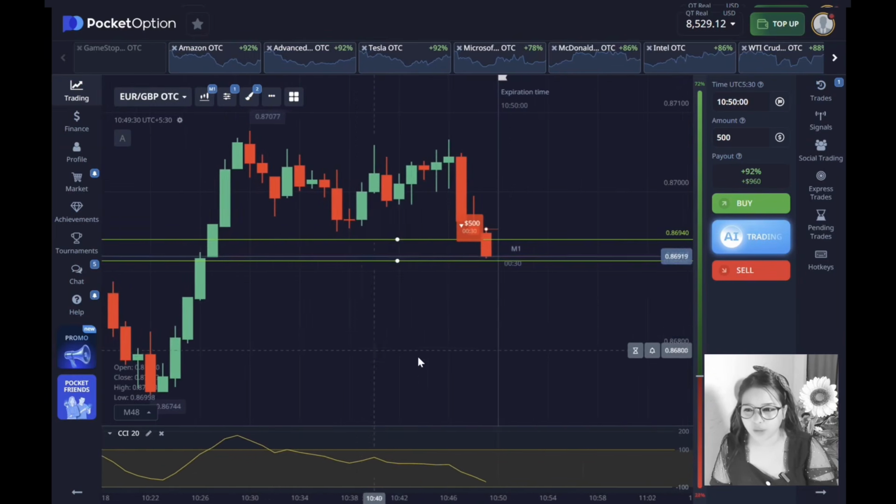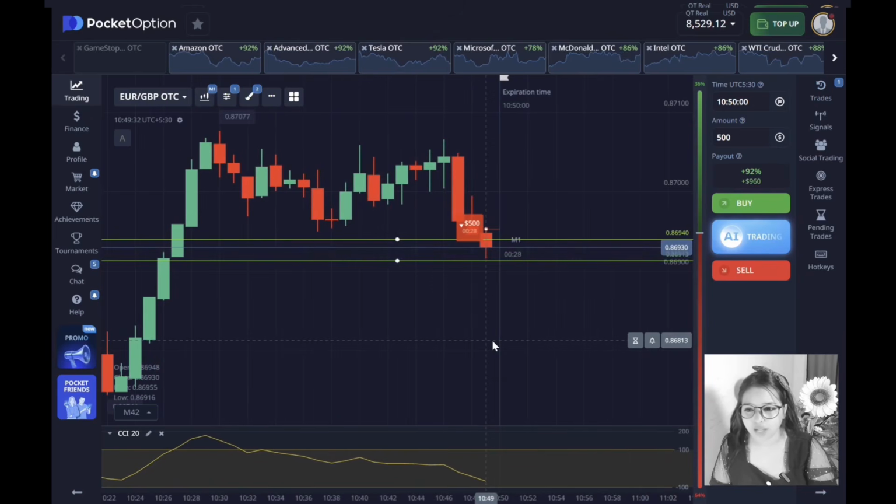Previously, the market came down from there, which is why there is a high chance that the market will move downward again. That's why I have placed a trade here in the downward direction.